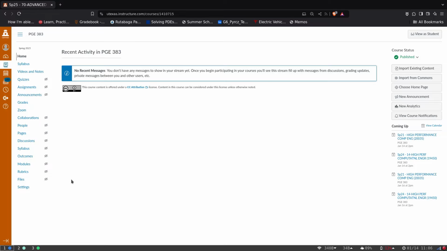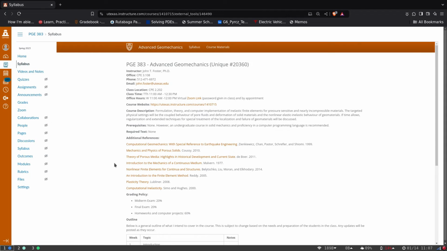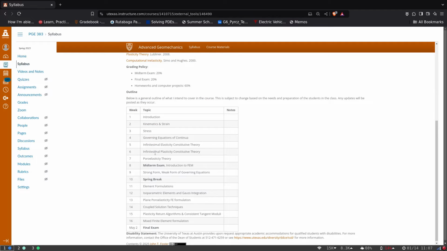If you go to the Canvas page, take a look at the syllabus. There is a rough outline there of what we're going to cover. We start with kinematics and strain, and then stress, and then the governing equations of continua, and elasticity, plasticity theory, and then eventually poroelasticity theory. And then we'll have a midterm, and then we'll start with the computer implementation after that.